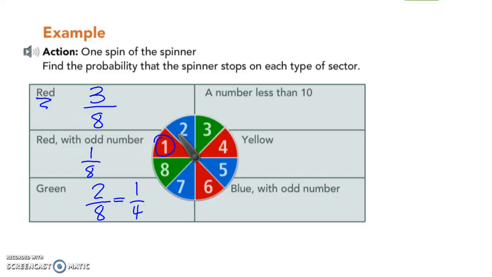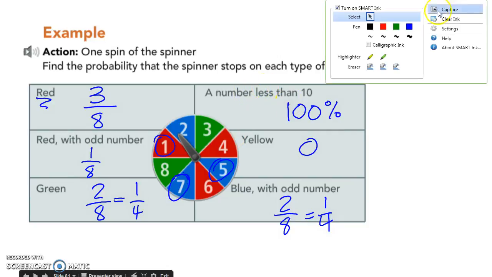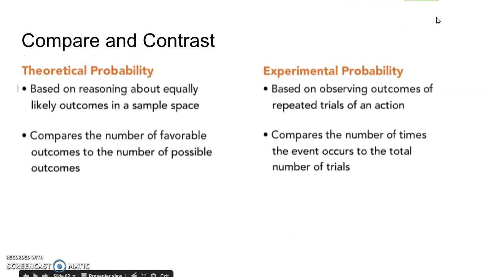A number less than 10, that looks like 100% or 1 whole. Yellow would be 0 because we don't have any yellow sections. And then blue with an odd number, I see 2 of those. So 2 out of 8, which is 1/4. So just how many outcomes are possible, and then how many match whatever situation you've been given to find the probability of.